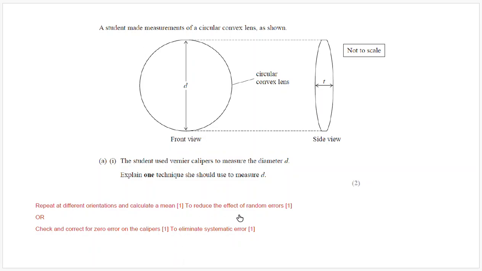Always remember, random errors cannot be eliminated. So for random errors, you use the term reduce the effect. And you cannot reduce the effect of systematic error. You eliminate the systematic error.